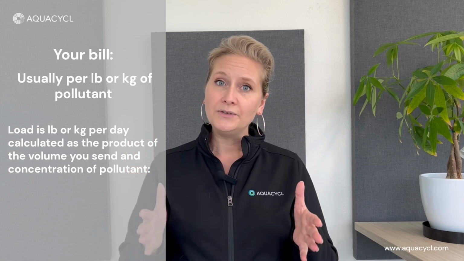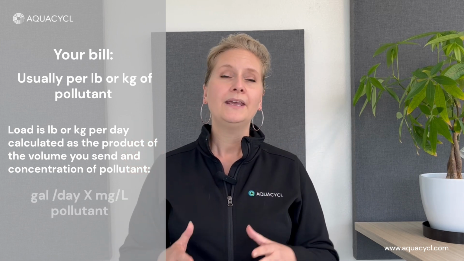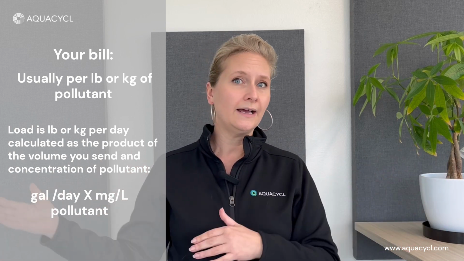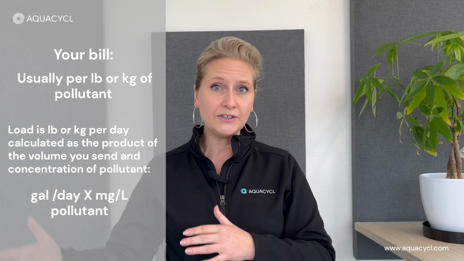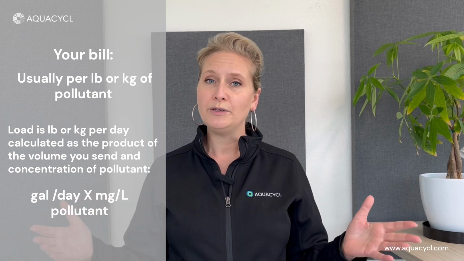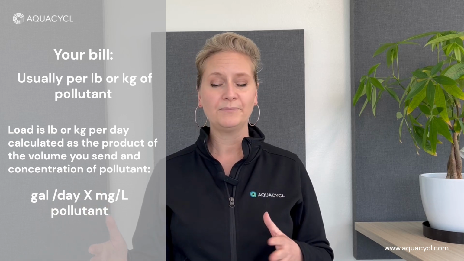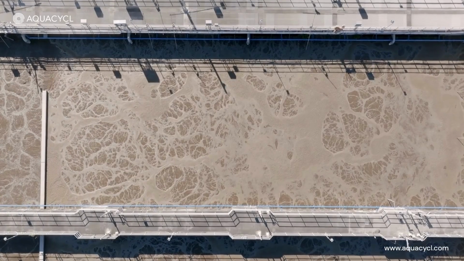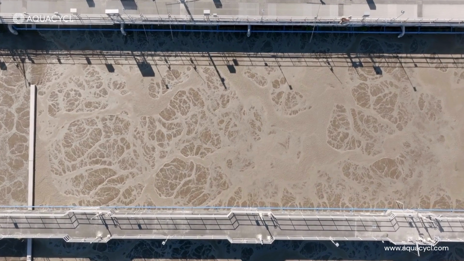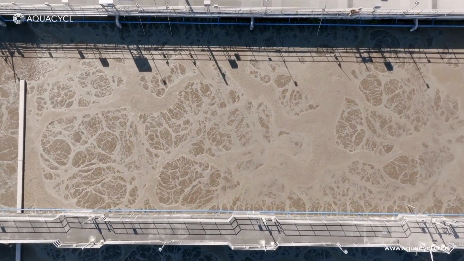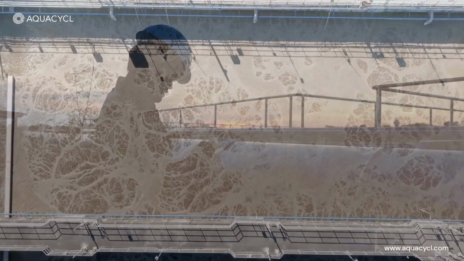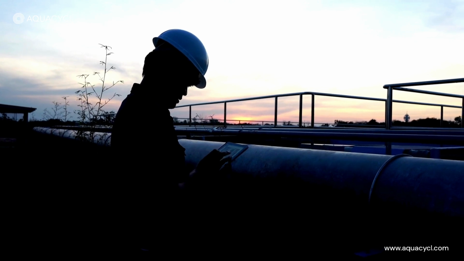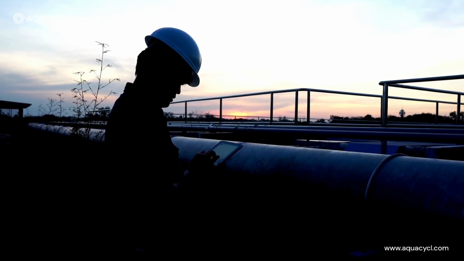Now, that load, that pound per day or kilogram per day, is calculated as the product of the volume you send, so your gallons per day, in addition to the concentration of that feed. What is your ppm or your milligram per liter on BOD? The product of those two things gets you the load. So if you have a really small volume, let's say 10,000 gallons a day or 20,000 gallons a day of a very high concentration, 100,000 parts per million, in fact, you're still going to be below your threshold typically of that loading requirement that defines your ultimate compliance permit.